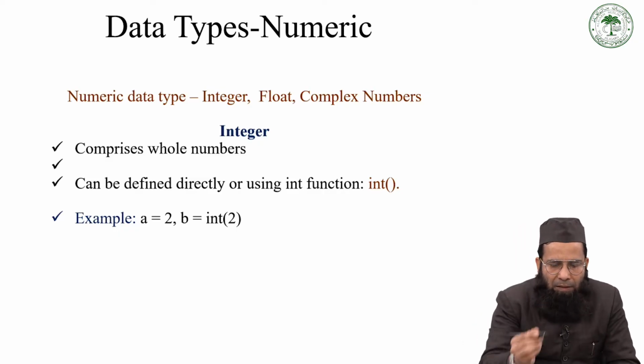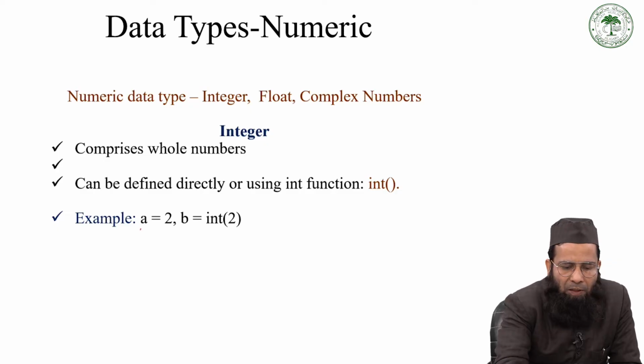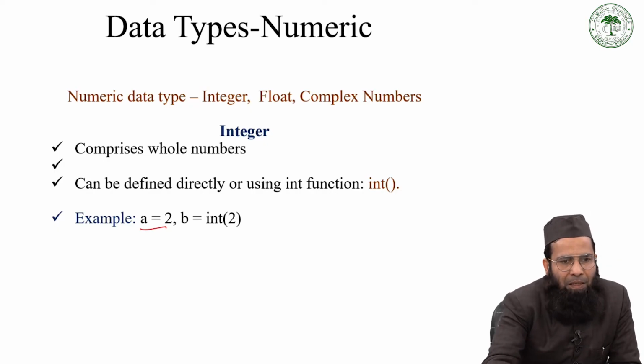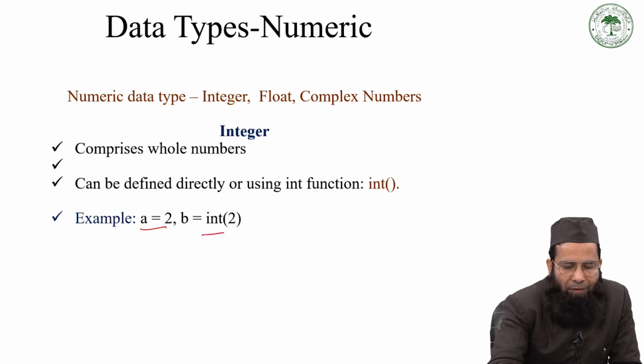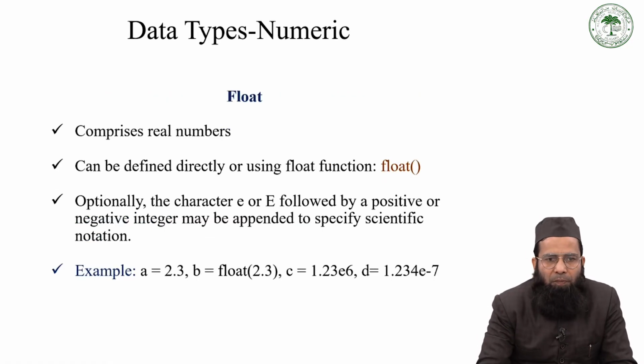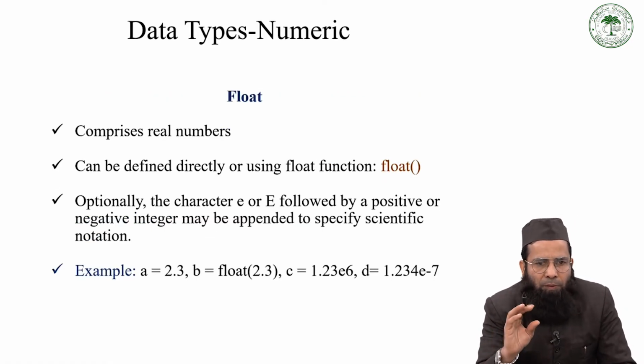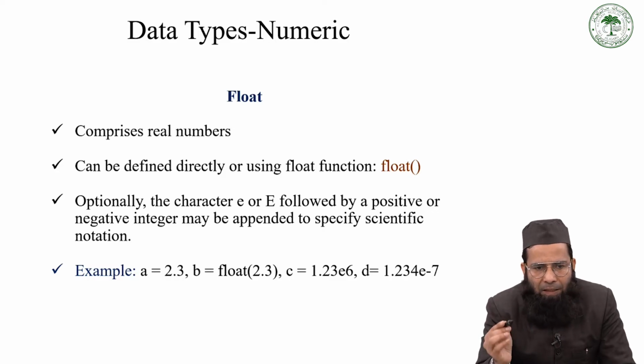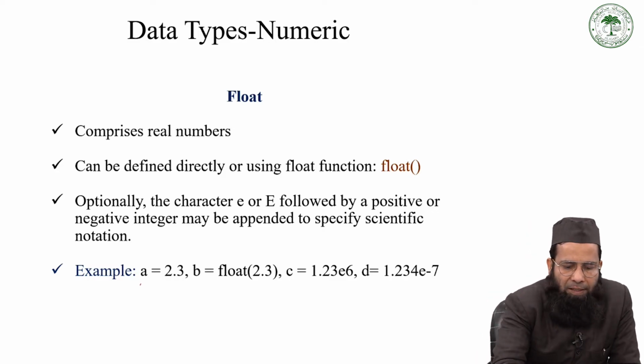So here is an example. You can write a = 2, so automatically a will be treated as an integer, and you can also use the int keyword to declare an integer type of variable. Similarly for float, it can be declared like in this case a = 2.3, or using the keyword float you can declare the float number.